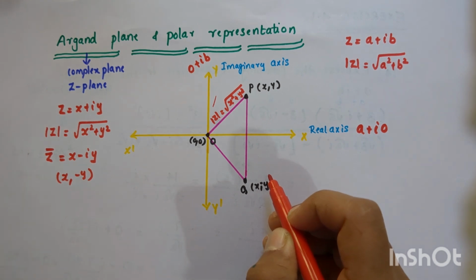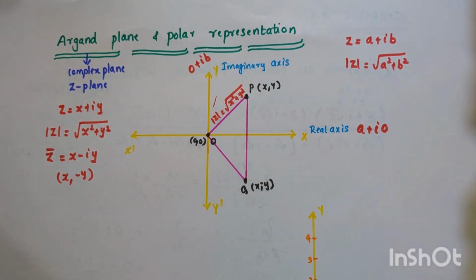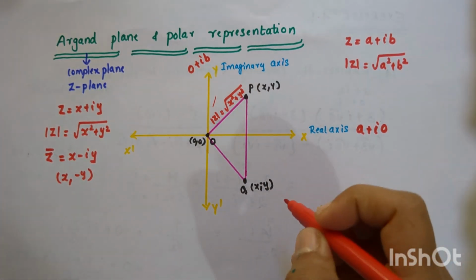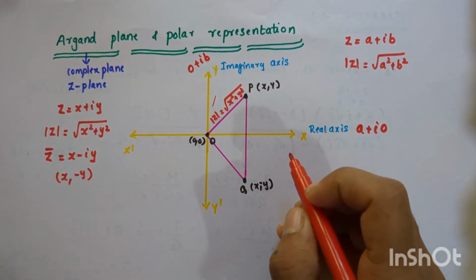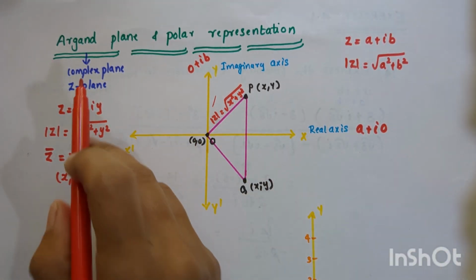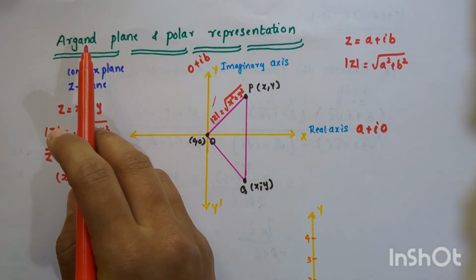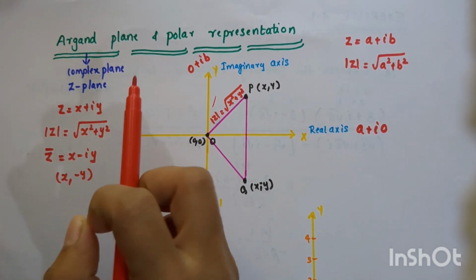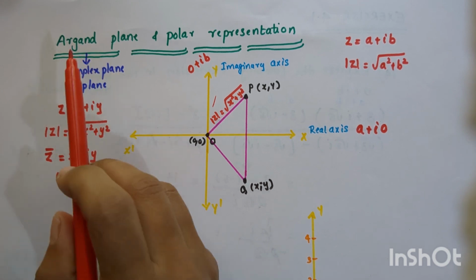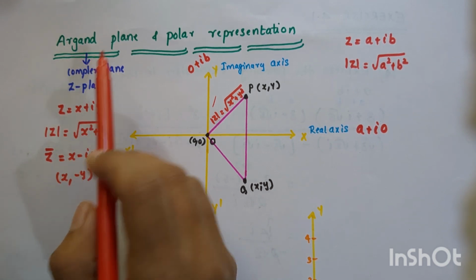Okay, now you see, the plane having a complex number assigned to each of its points is called the complex plane or the Argand plane. The plane having a complex number assigned to each of its points is called the complex plane or the Argand plane.